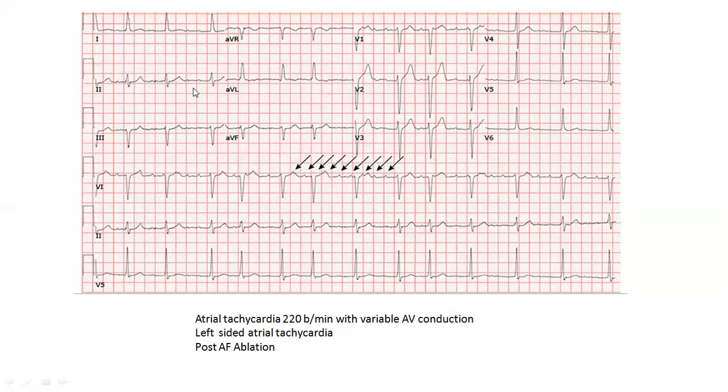There is no absence of isoelectric line. There is an isoelectric line in between, right? If you see here, there is an isoelectric line. This is not a sawtooth appearance. So this is also against your ECG classification of flutter, but this is actually a flutter, right? Because that was proved mechanistically. So this is an atrial tachycardia, left side atrial tachycardia in a post-AF patient.